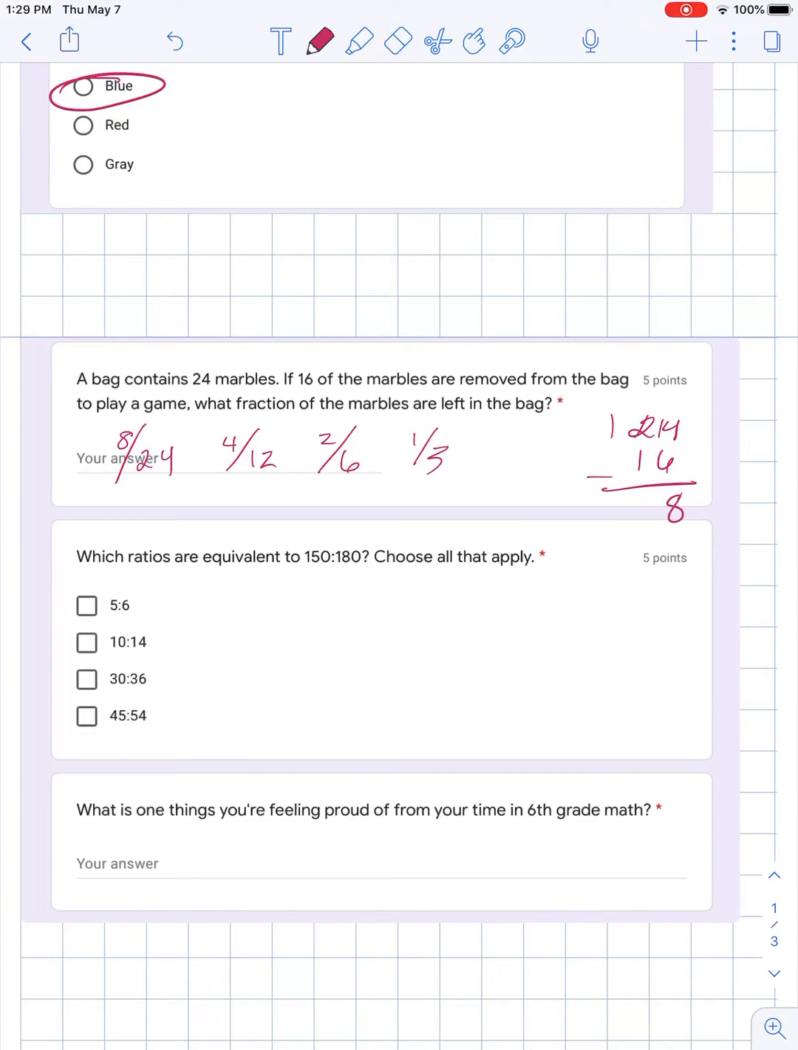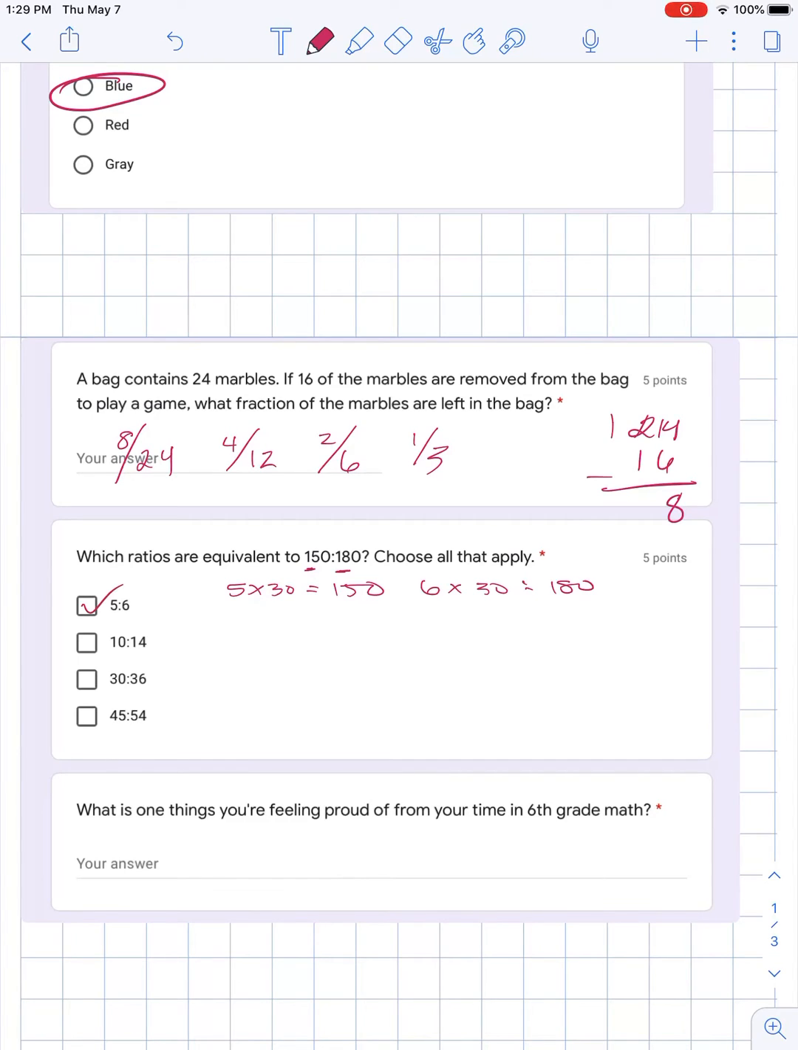Next one here, which ratios are equivalent to 150 to 180? Choose all that apply. There are actually 3 correct answers here. Think about this as 15 and 18. I know that 5 times 3 is 15, right? 5 times 3, and 6 times 3 is 18, which means 5 times 30 is 150, and 6 times 30 equals 180. So let's erase that so you can see.